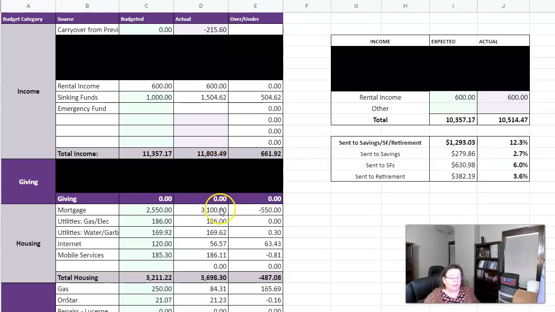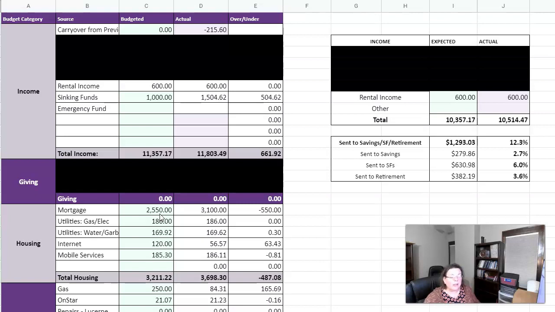In giving, we didn't have any giving at all. We didn't plan on any, we didn't do any. And then in housing, we had a little bit of an oops. We have recently bought a new home and we still have the mortgage on our first home. And so that amount has gone up to $2,550, rounding both of them up to the closest $10.